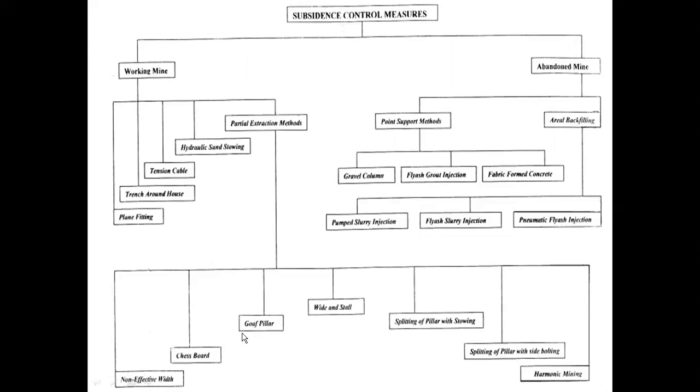Next, goaf pillar. This is nothing but leaving certain pillars against the goaf so that we can protect the surface pillars. And wide and stall. This is nothing but providing a proper supporting system. Next, splitting of pillars with stowing. During the depillaring operation, after splitting the pillar into stooks, you immediately need to fill with some inert material. That is stowing. Next, splitting of pillars with siding bolting. And the last one is harmonic mining. This is very, very important. This will be discussed in detail in the coming slides.